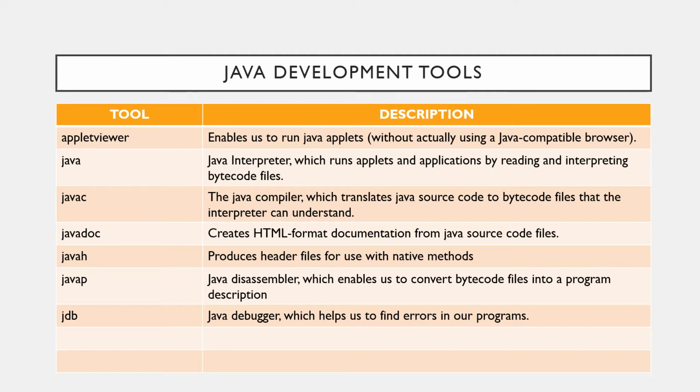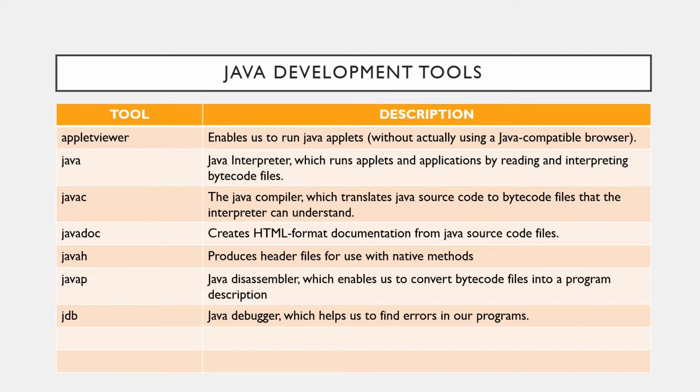Then Javac. Javac means Java compiler. The compiler's functionality is that it translates the Java source code into the bytecode format. This is carried out by using the tool Javac. Then Javadoc creates HTML format documentation from the Java source code file.